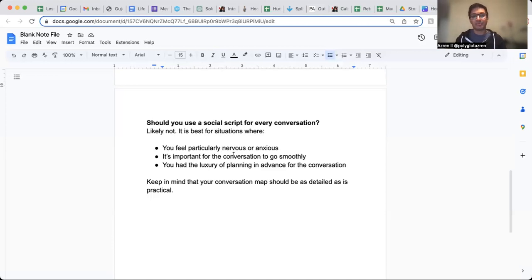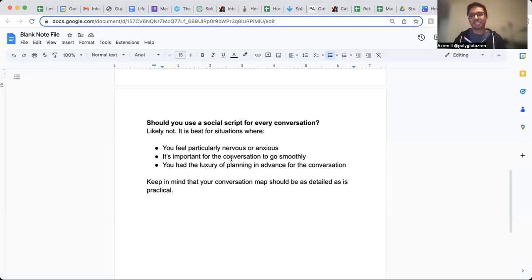And the last two things, actually, before we jump into the map: remember that conversation maps should be as detailed as is practical. So imagine preparing for a conversation. If you're preparing for a big job interview or something like that, it would take you forever, maybe not infinite, but a very long time to prepare for every single situation that might arise in that interview. It might take you 10 hours or even more than that.